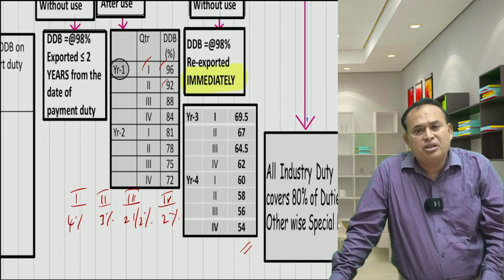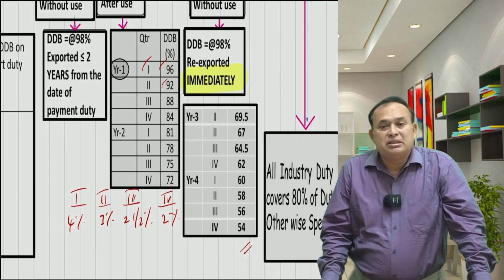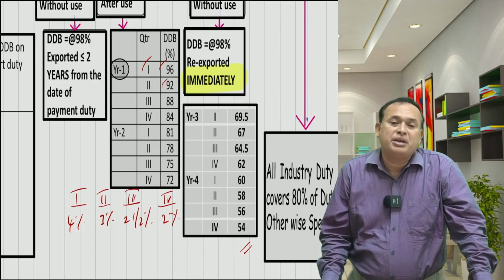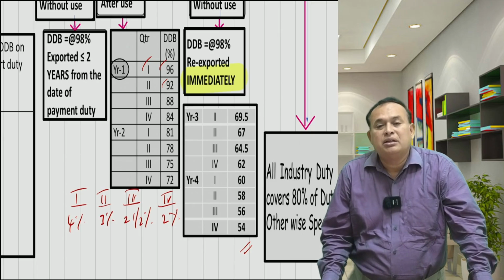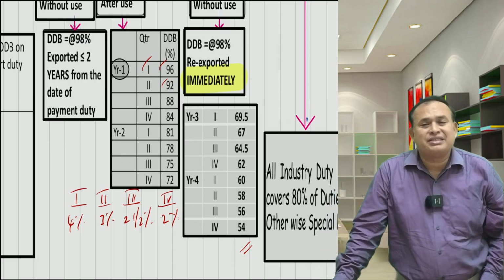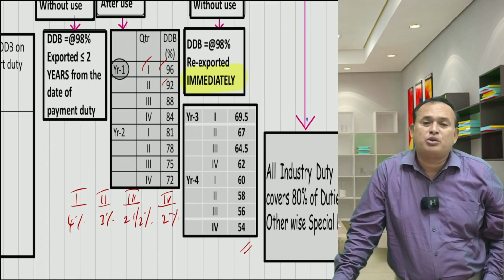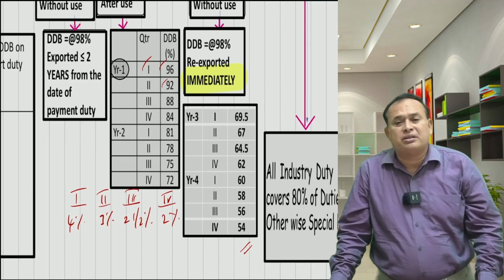For the first 2 years, without any prior approval of the CBIC, you can apply for duty drawback. For the third year and fourth year, if you want to apply for duty drawback, you have to apply with the prior approval of the CBIC. Then duty drawback will be granted. The manner of granting refund: first year, each quarter 4% reduction. Second year, each quarter 3% reduction. Third year, 2.5% reduction each quarter. Fourth year, 2% reduction each quarter.